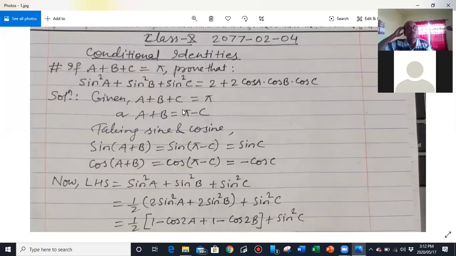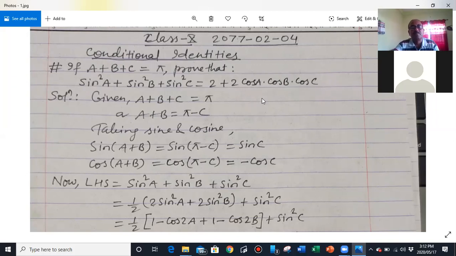So today I am going to explain some more types of conditional identities. So let us start with this question. If a plus b plus c equal to pi, then prove that sin square a plus sin square b plus sin square c equal to 2 plus 2 cos a cos b cos c.